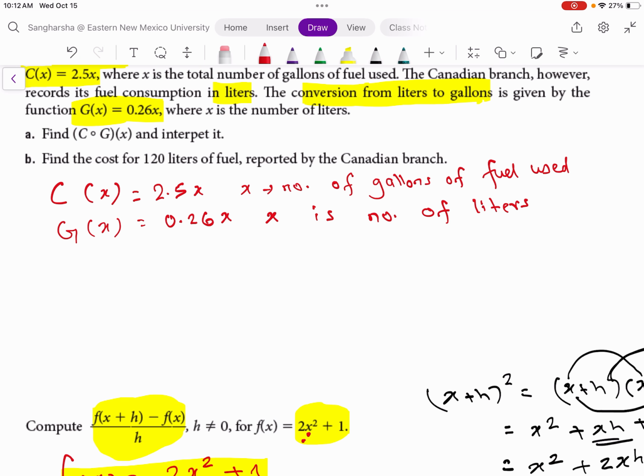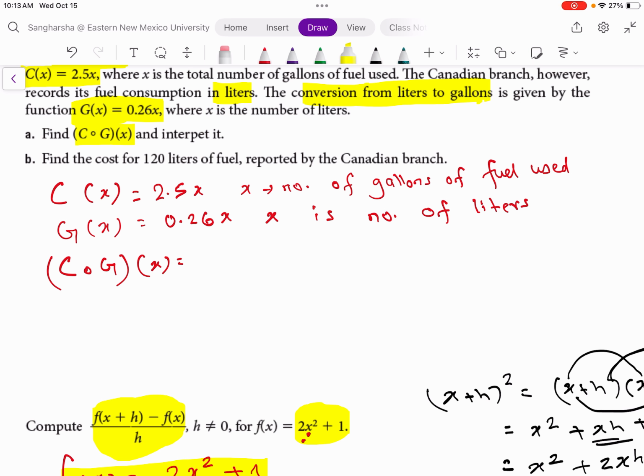So we have two functions. We have a C of X function and a G of X function. C of X represents cost, and G of X helps us convert liters into gallons. Now we are asked to find, now what is this? What are we asked to find?